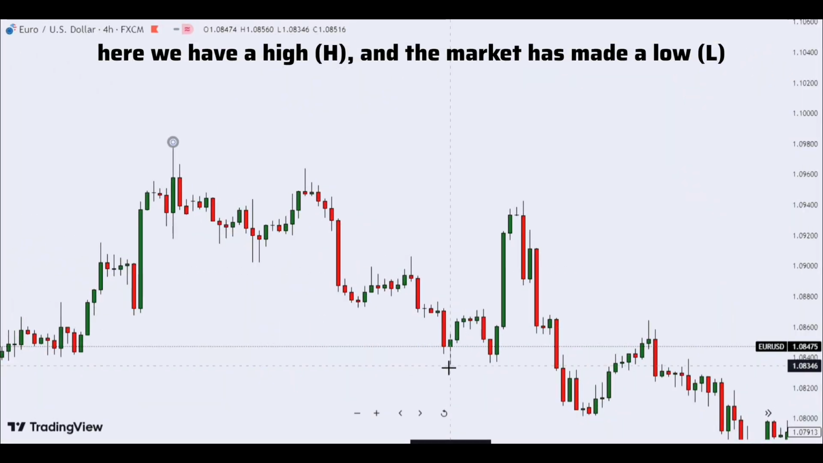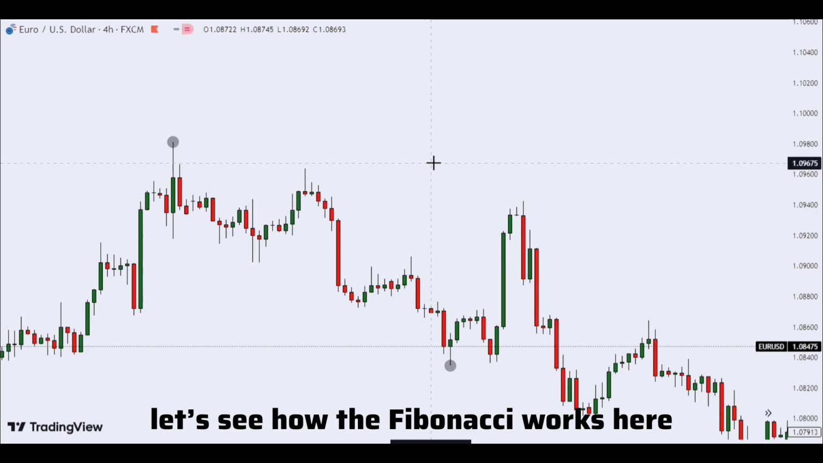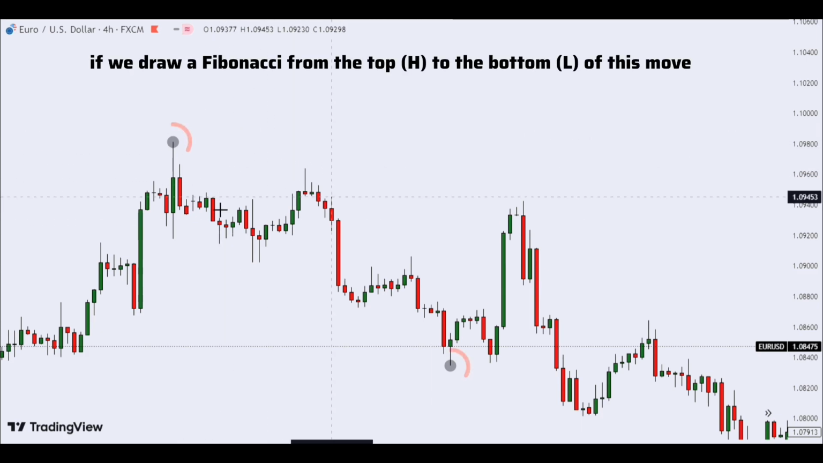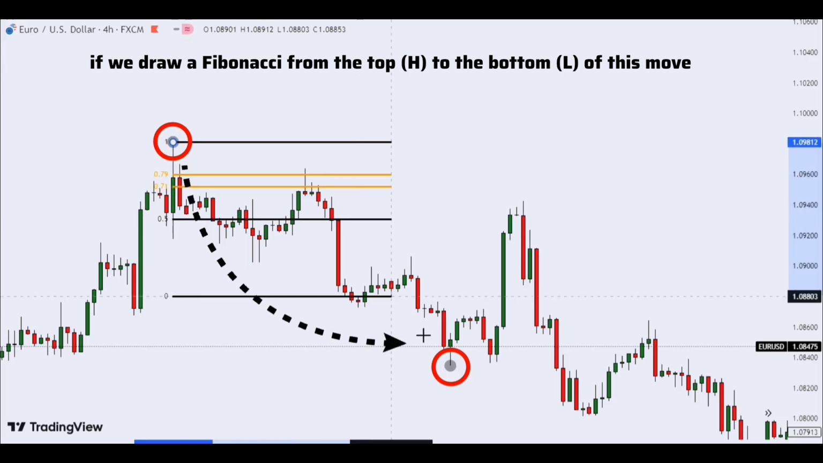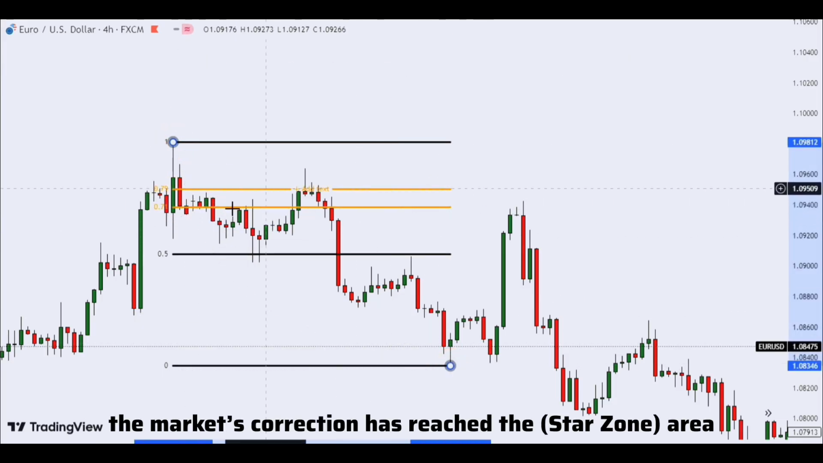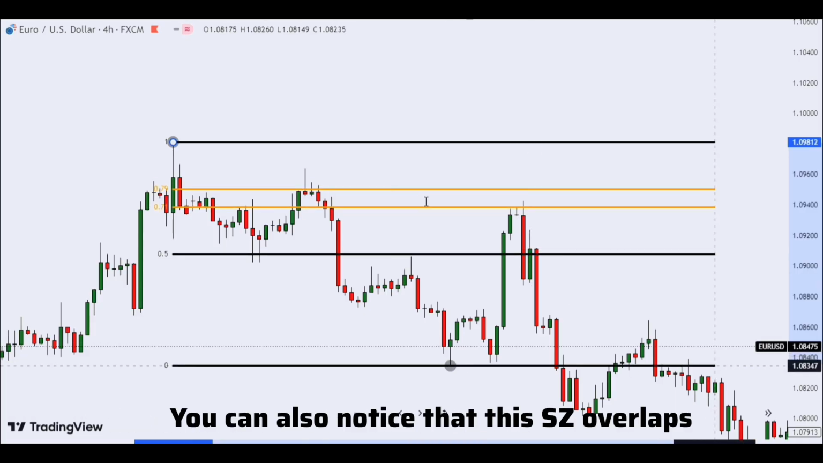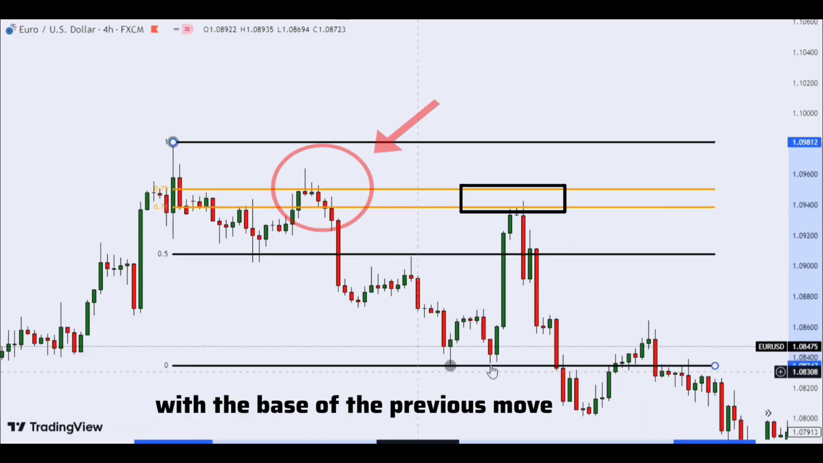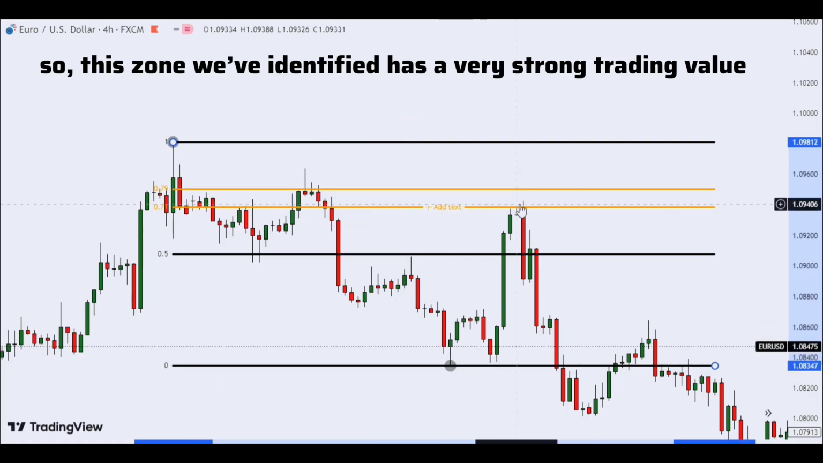Here we have a high and the market has made a low, breaking a few previous lows. That shows the market is likely to make an upward correction. Let's see how the Fibonacci works here. If we draw Fibonacci from the top to the bottom of this move, we can see that after the low, the market's correction has reached the star zone area. You can also notice that this star zone overlaps with the base of the previous move, so this zone we've identified has a very strong trading value.